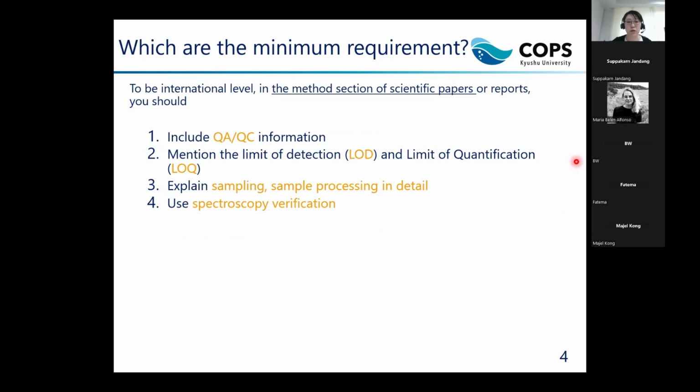And this is a summary of the message. One, you need to include QA, QC information. Second, mention the limit of detection and limit of quantification. Third, explain your method in detail. And the last one is using spectroscopy for verification and identification. So in this section, I explain number 1 and number 2 of this comment.